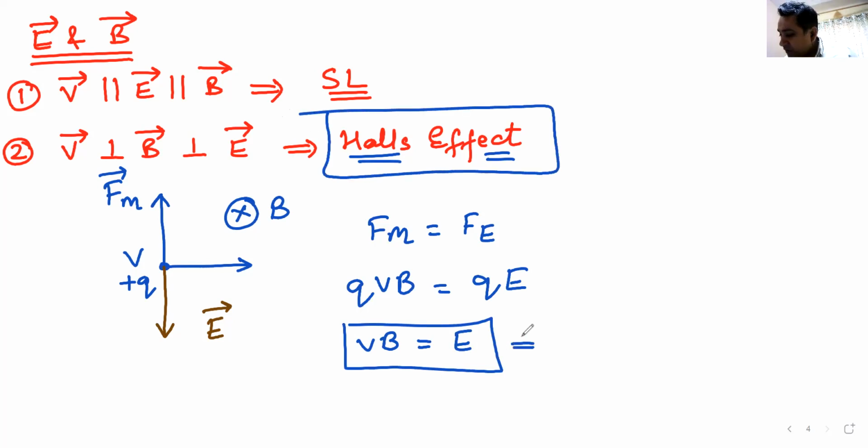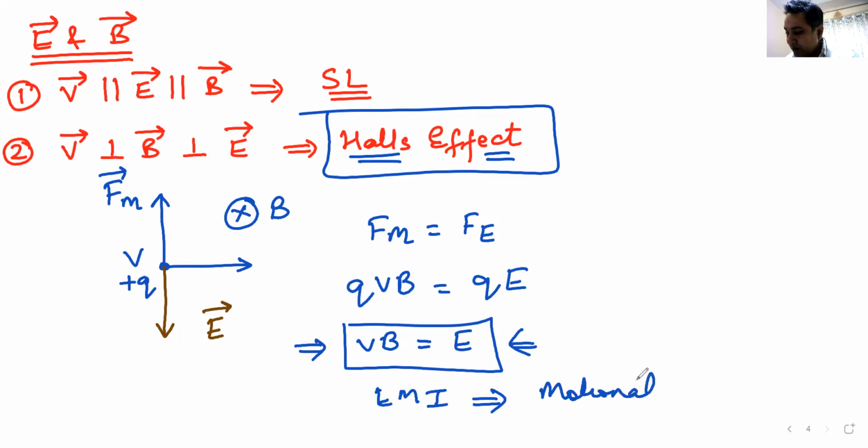You would have seen this equation coming in EMI. Did you remember this equation in EMI? It comes in motional EMF, where you have electrostatic force and magnetic force equating each other, and a moving conductor becomes a battery. So wherever you see this question of V and B and E perpendicular to each other, this is the type of question that you will encounter.